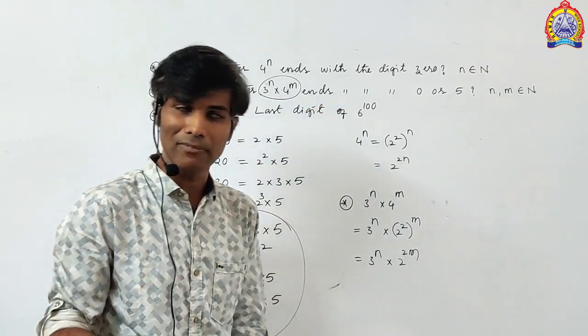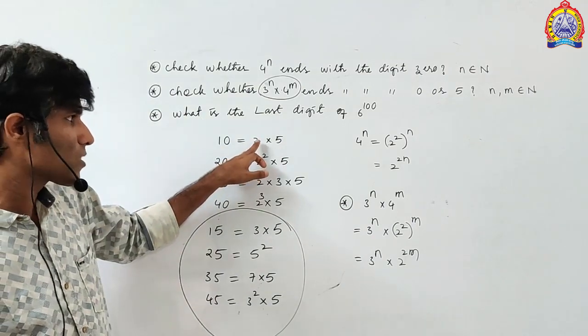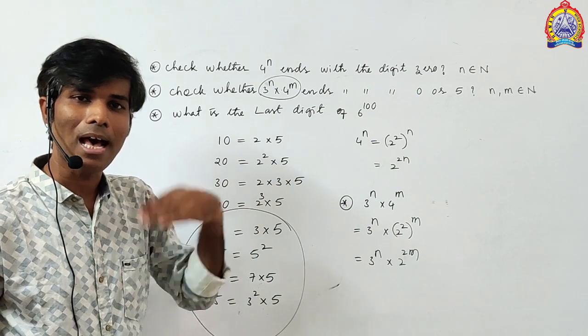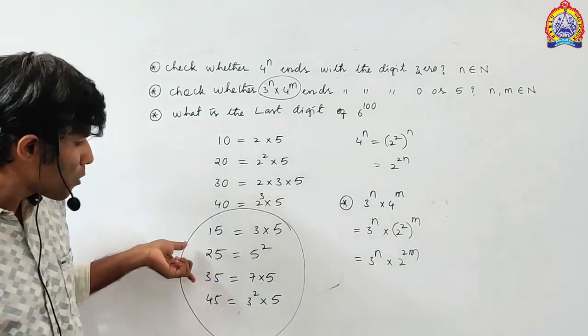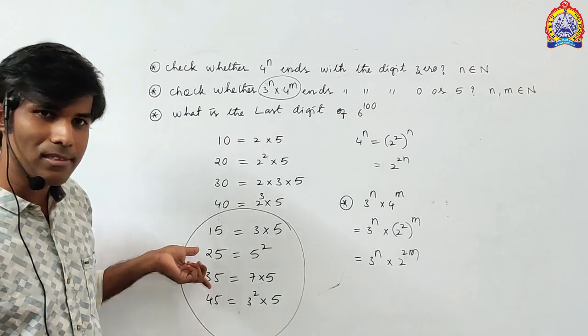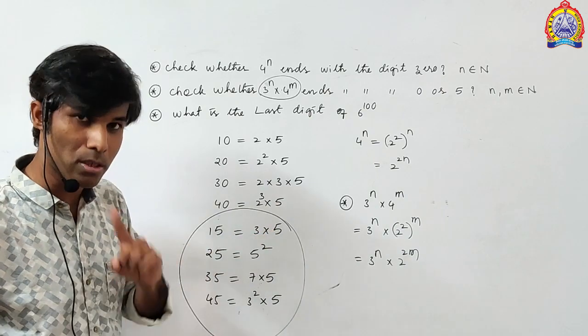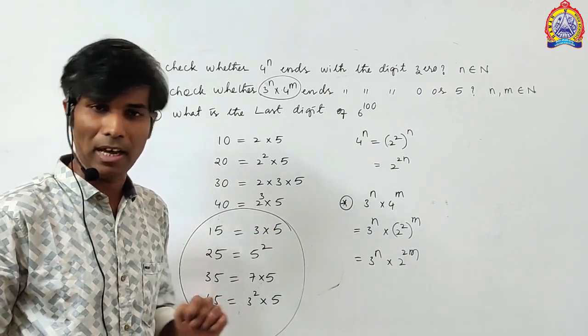Once again, let me revise. If the prime factorization includes the prime factors 2 and 5, then the number will end with a digit 0. And if the prime factorization of a number includes only 5 but not 2, then that number will be ending with a digit 5.